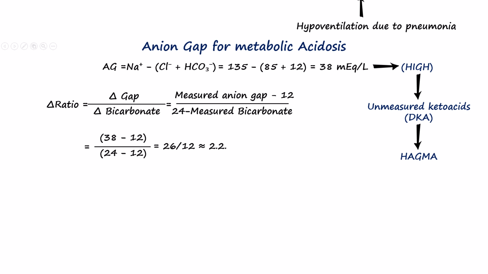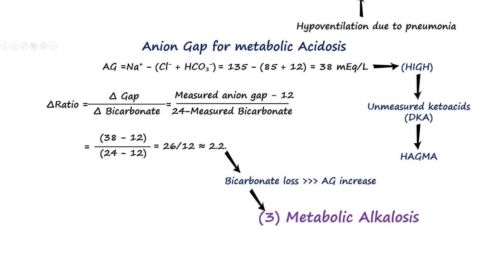A delta ratio above 2 indicates that the reduction in bicarbonate is disproportionately lower for the observed increase in anion gap. A superimposed metabolic alkalosis can cause an additional loss of bicarbonate, which is why we see the delta ratio increasing. The cause of metabolic alkalosis in this scenario can be attributed to vomiting and loss of gastric acid. The pathophysiology behind respiratory alkalosis increasing delta ratio was discussed in the previous video.